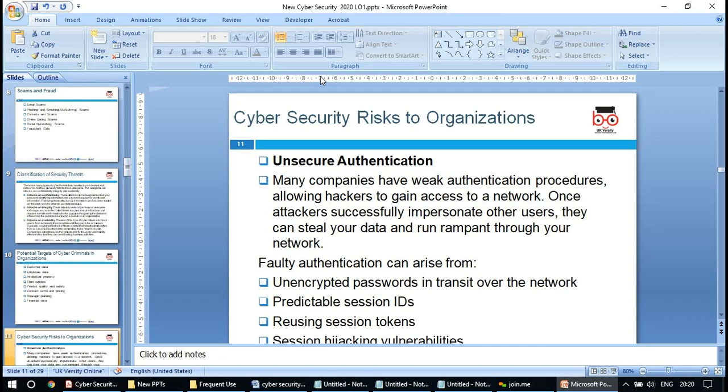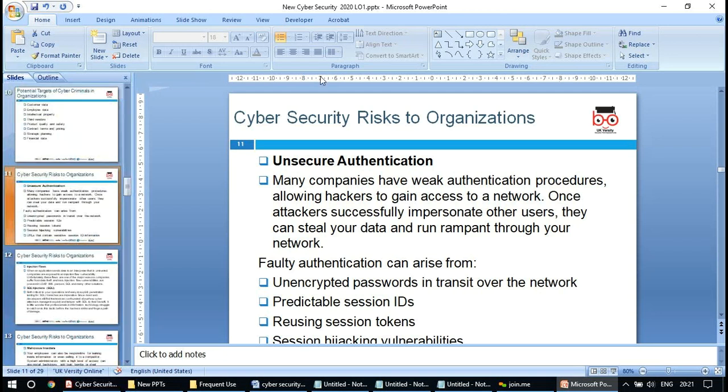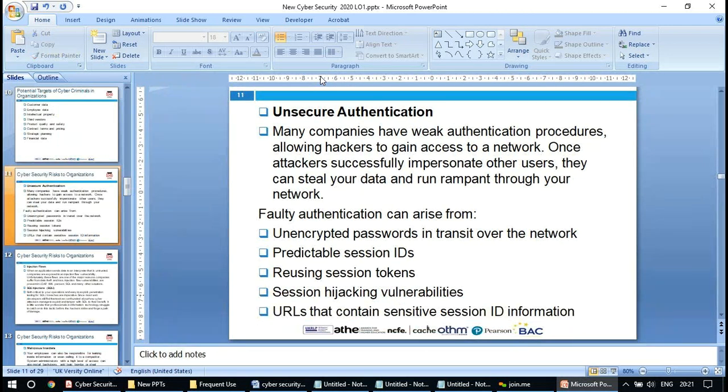So faulty authentication can arise from unencrypted passwords in transit over the network. For example, if you try to send the username and passwords to someone via an unsecure way, it could be the reason of poor authentication. Then predictable session IDs. The session ID is, if you try to create a communication, then the session would be one of the loopholes. Reusing the session tokens, session hijacking vulnerabilities, and URLs that contain sensitive session ID information.